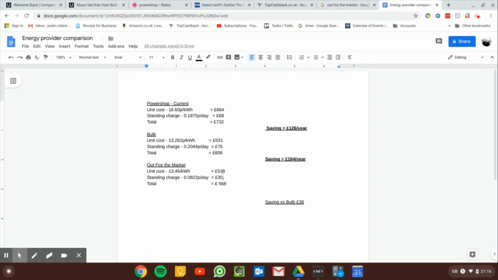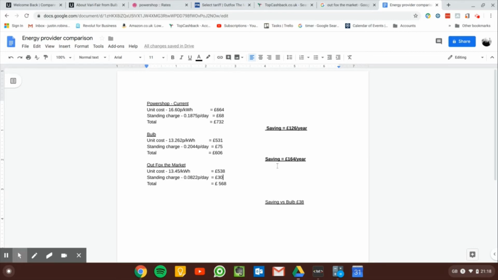So you'll see that the actual unit cost is slightly more than Bulb, however, their standing charge is significantly lower, to the point where it actually makes a difference now because it's less than half, and that would save me £164 versus PowerShop. So it's £38 better than Bulb. So this sounds quite good, even more of a saving. £164 is even better than the Bulb offer.